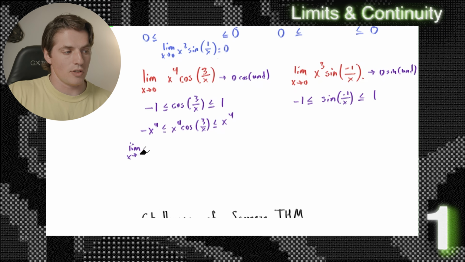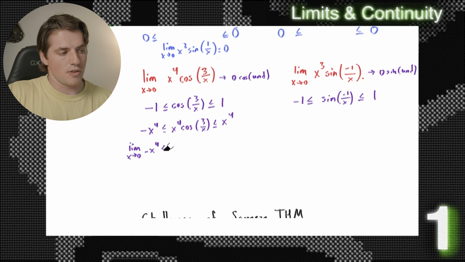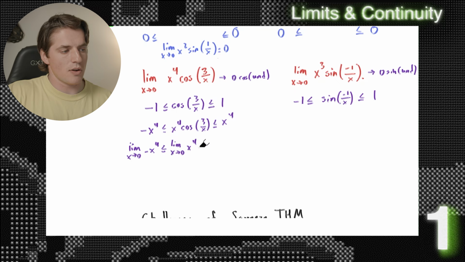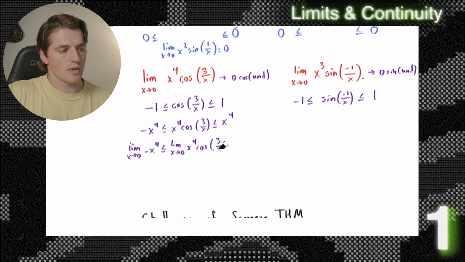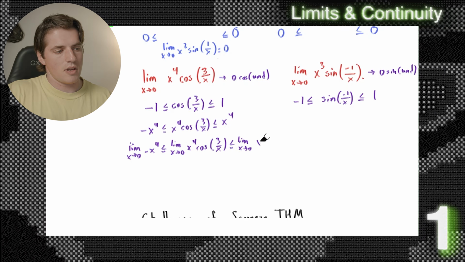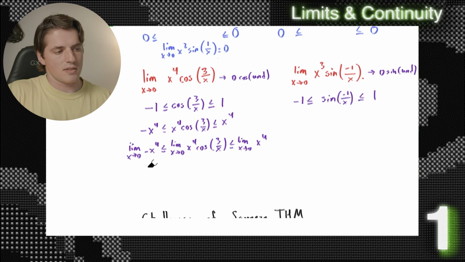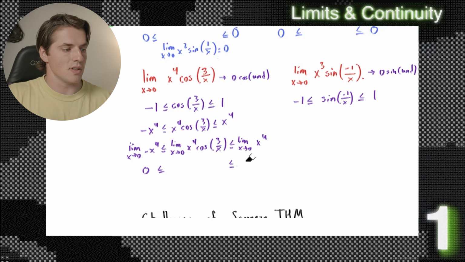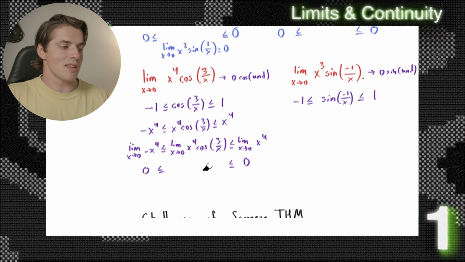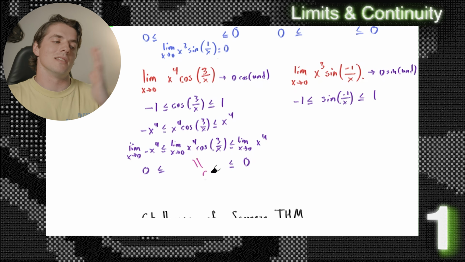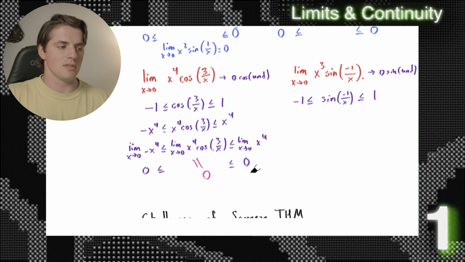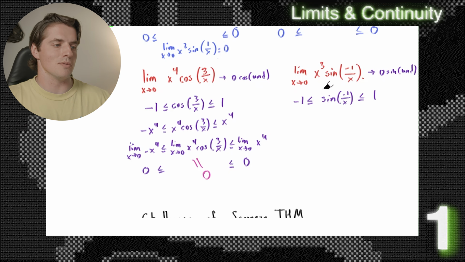We can go ahead and take the limit as x goes to 0 of negative x to the fourth, of x to the fourth cosine 3 over x, of x to the fourth. This is a lot of writing. Direct substitution, 0, 0. This limit is greater than or equal to 0 and less than or equal to 0, so this limit is 0. Awesome. Squeeze theorem used.